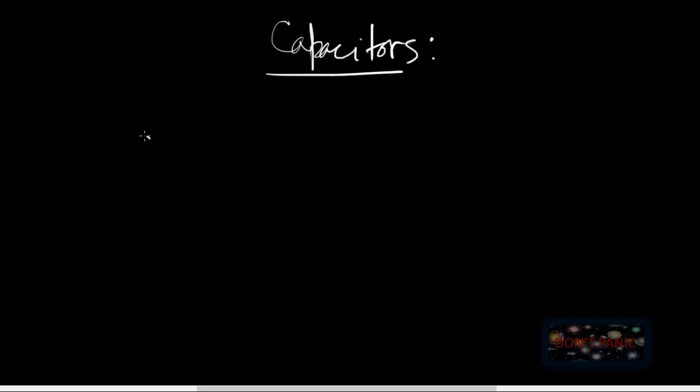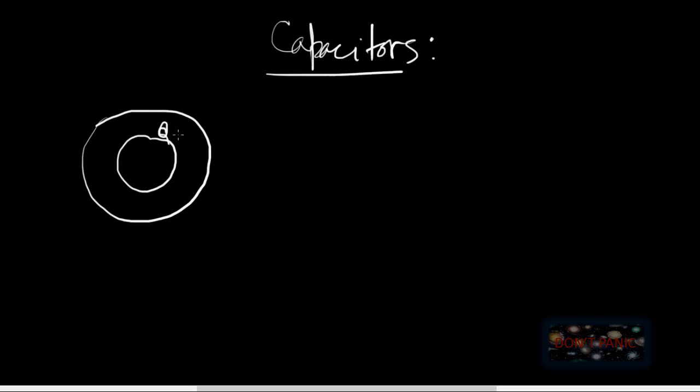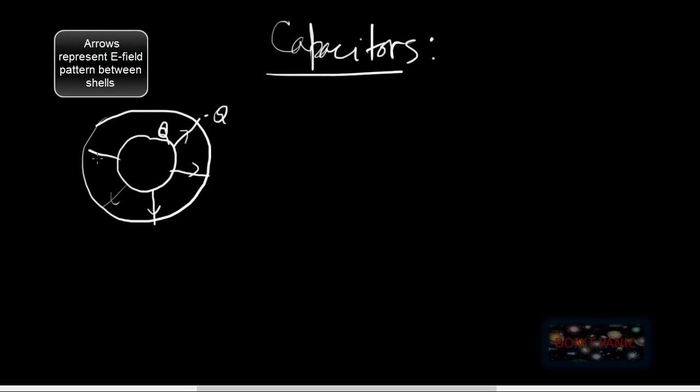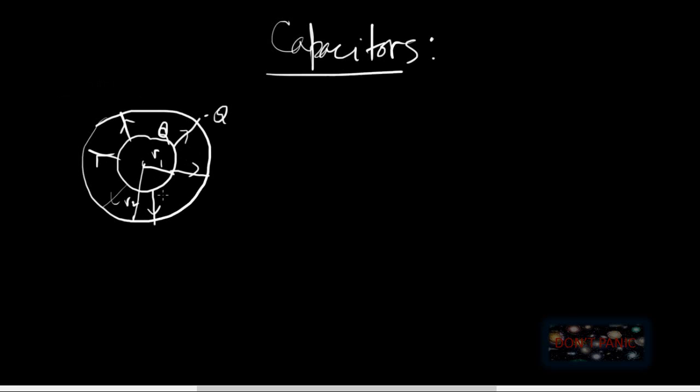Okay, so for example, suppose you have a spherical shell here and a spherical shell here. Suppose this has some charge Q on it, this has some charge minus Q on it. Then this would be considered a capacitor because it's two conductors separated by some distance. So this is R1, this is R2, and they're holding an equal and opposite charge on them.